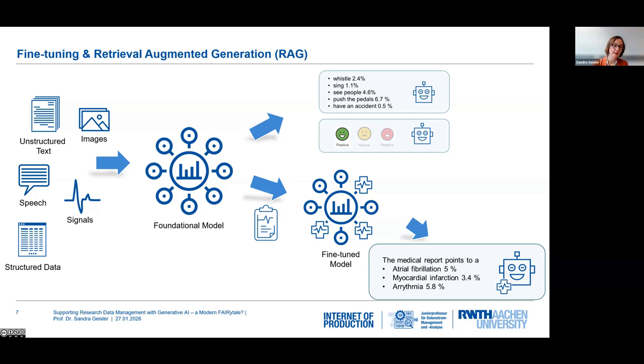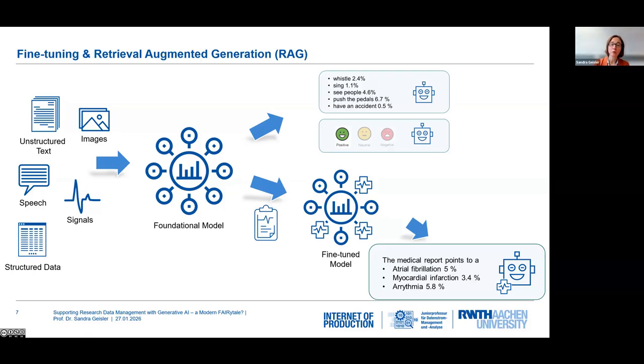Also, a technique to improve is retrieval augmented generation. That means that we also provide additional facts and sources which are used to back up the answers, you could say, which are given by the model, or by the generative AI application.